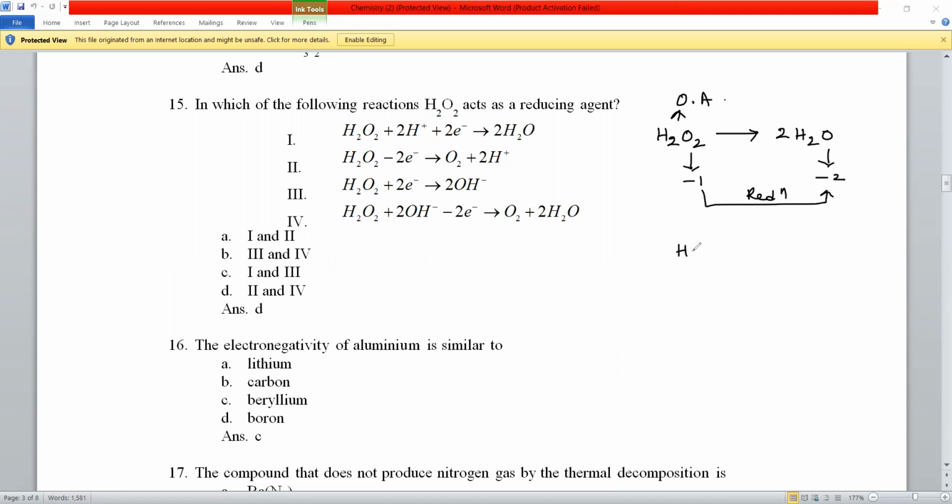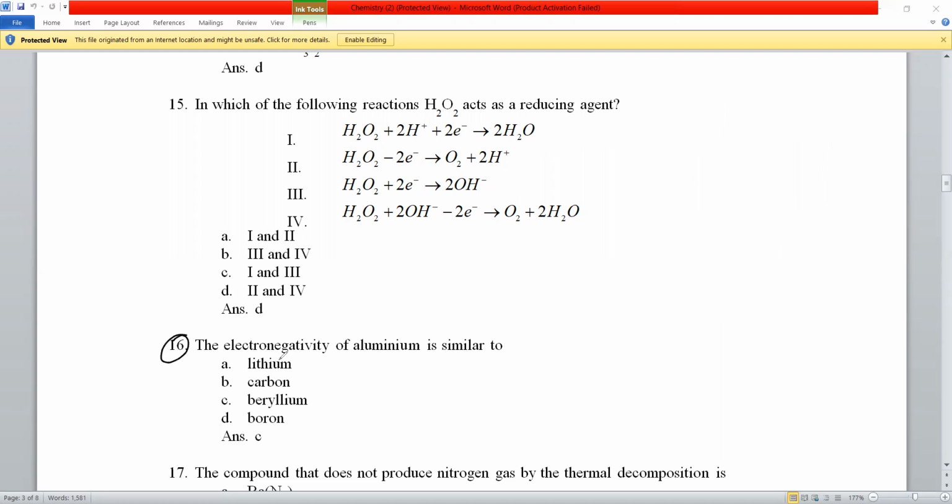Another example: if H2O2 is converted into O2, this is the -1 state and this is the 0 state. So -1 to 0 is oxidation, and oxidation means it is acting as a reducing agent. Let's check in which cases H2O2 is converted to O2. Option A is not. Option B is converting. Option C also not. Option D is converting. So 2 as well as 4 will be the answer, students.